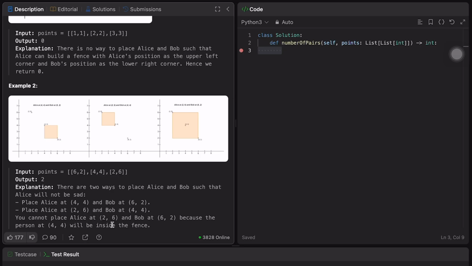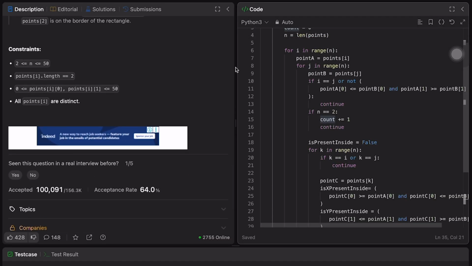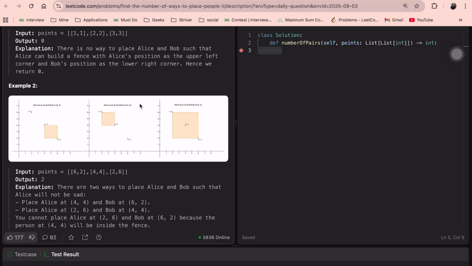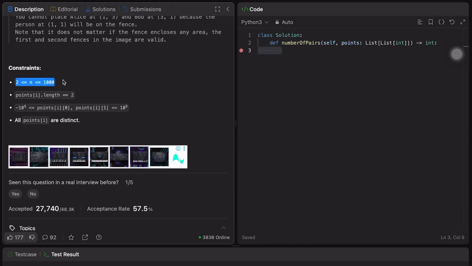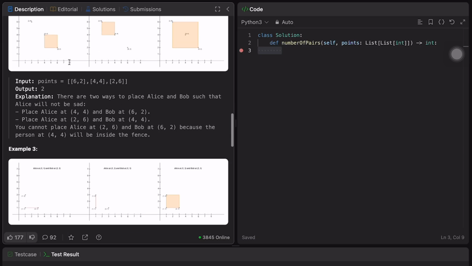In yesterday's question they had given n as 50, so we used 3 loops: i and j, and then we ran a k loop to check whether any of the points lies inside. But today they have given n as 1000. If you use the same approach, it will exceed our time limit. So that's how we are going to reduce that one loop, so that the solution can be accepted. Got it? Here it's the same question as yesterday.